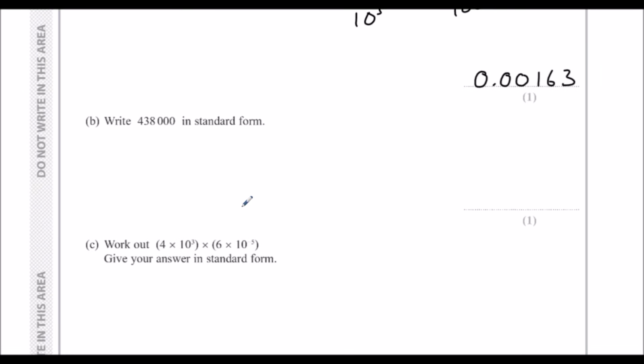Part B, write 438,000 in standard form. So standard form has got to be a number between 1 and 10. So it's going to have to be 4.38 and then times 10 to a power. So how many times do we times 4.38 by 10? 1, 2, 3, 4, 5 times. So 438,000 is the same as 4.38 times 10 to the power of 5.